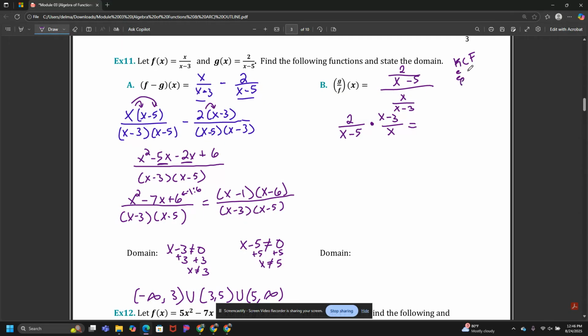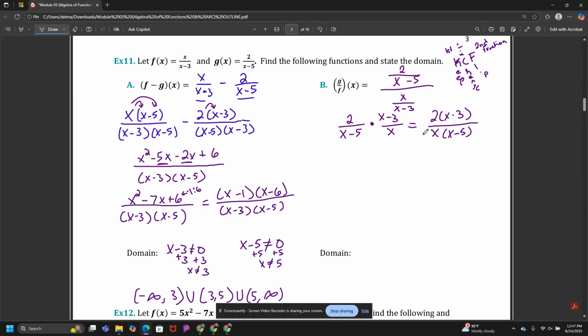So keep, change, and flip. And this is where you change from division to multiplication. And you keep the first, and you flip the second fraction. Okay, I don't know if writing those extra notes there helped or not. So then let's multiply. So I've got 2 times x minus 3 and x times x minus 5. I just want the parentheses to be on the same side as where I flip-flopped those.